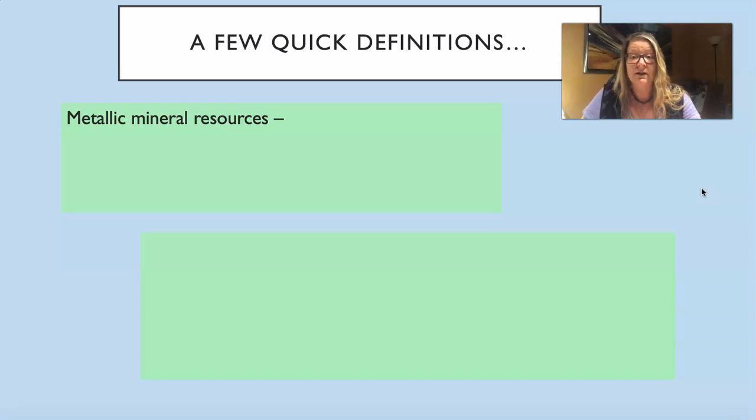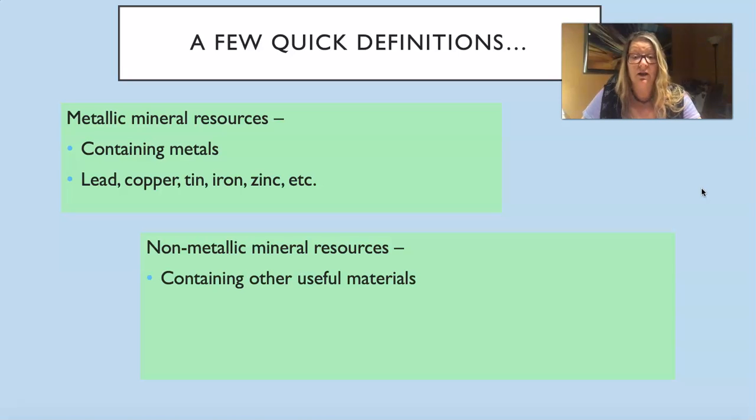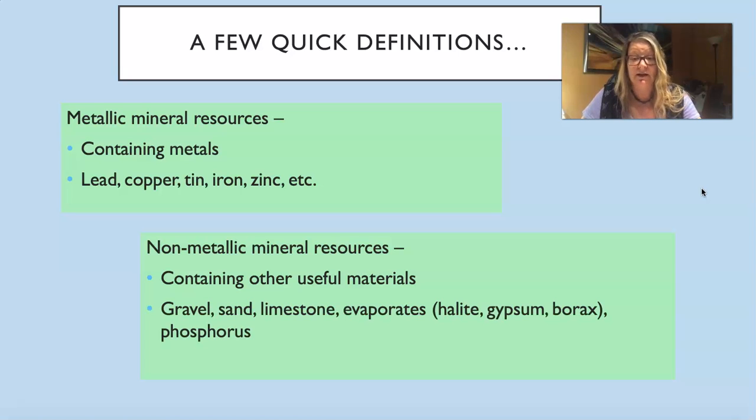Another few definitions include metallic and non-metallic mineral resources. This one should be pretty straightforward since we've studied minerals. Metallic minerals include lead, copper, tin, iron, zinc, all the different minerals that we've looked at in lab that have a metallic luster. Non-metallic mineral resources are still resources. They're still things that we find valuable and useful, but they don't have metallic minerals in them or metallic materials. They might be gravel, sand, limestone, evaporite minerals, and even phosphorus, which is important for fertilizers.